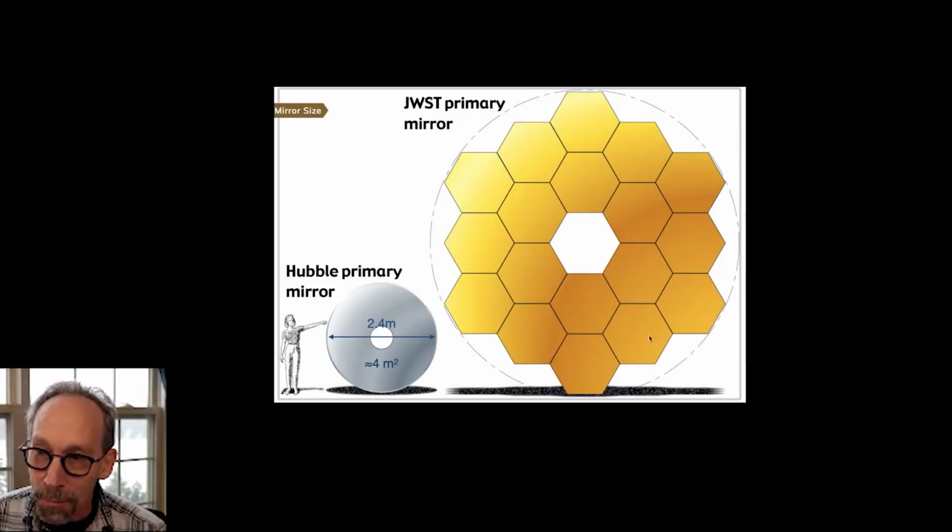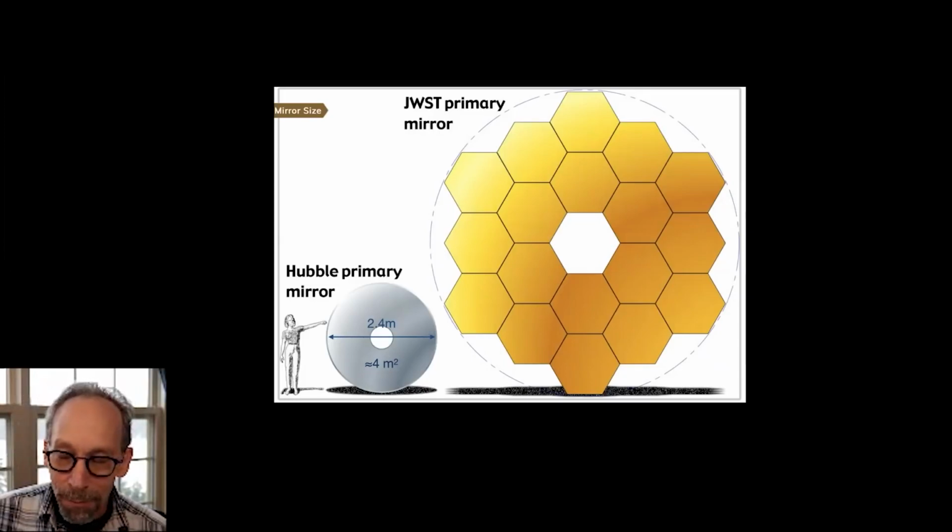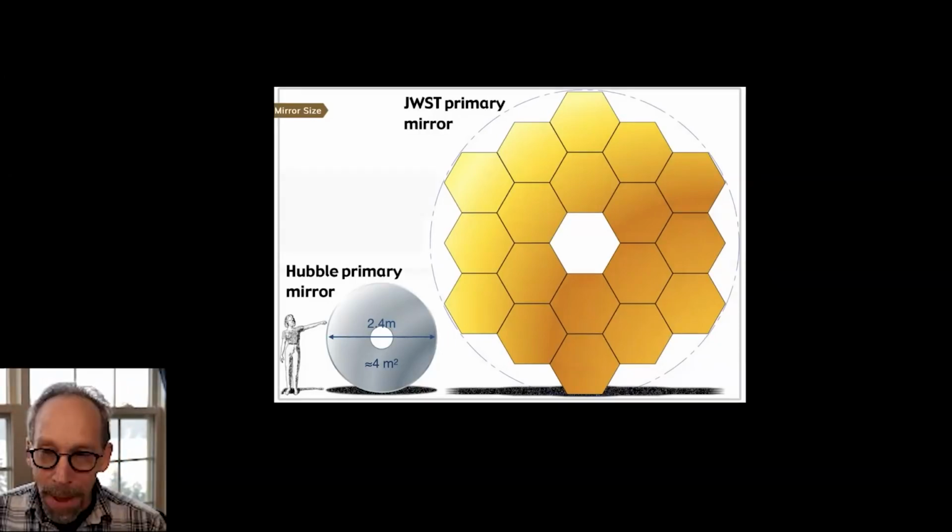JWST is built differently. It's much bigger, and because it has to be sent off in a rocket, just like the Hubble was, it has to be compacted, and it's made up of many segments, hexagonal segments, 18 hexagonal segments. Now, in order to reduce the weight, the framework is using a very light element, beryllium, which is sturdy but very light. And so the primary mirror of the James Webb Space Telescope is made of beryllium, and it's coated with a very thin layer of gold.